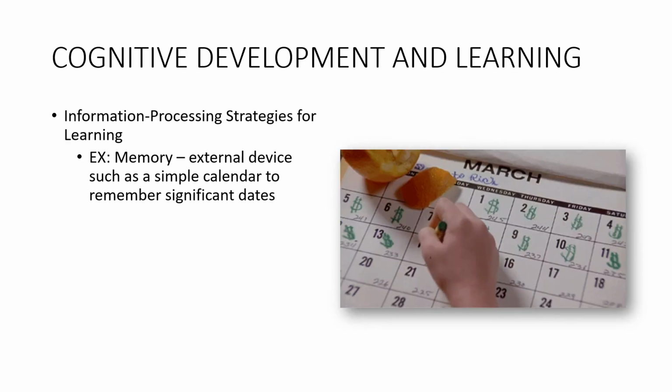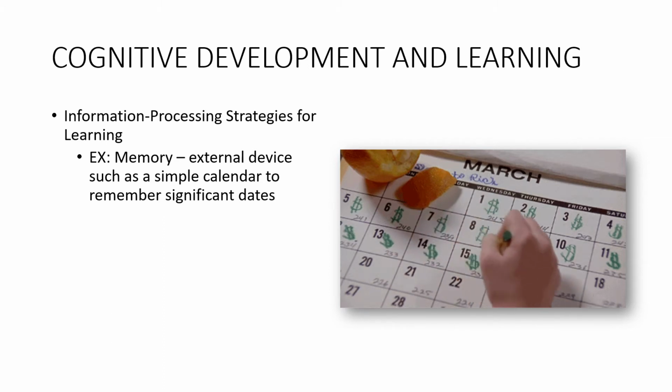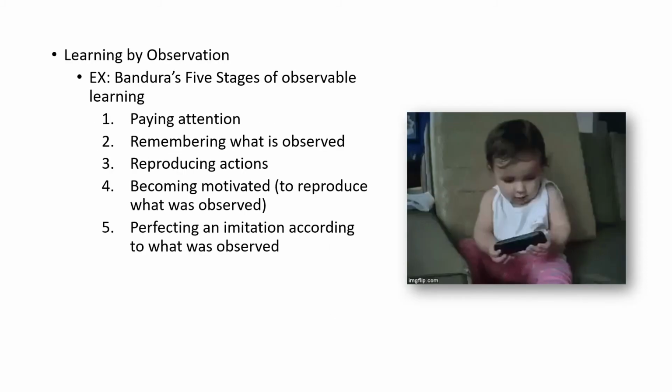So one of the things we want to talk about is cognitive development and learning. So how do students learn? Information processing strategies for learning. So these are things where, when a student receives information, how do they understand it or process it so that they're learning? One example would be memory. An external device such as a simple calendar to remember significant dates. That's one way for helping people remember what they need to do so they can understand structure and order and build a routine that is really good for them.